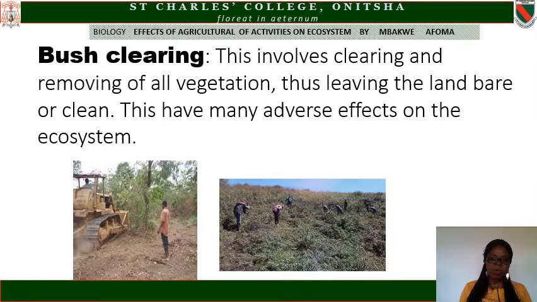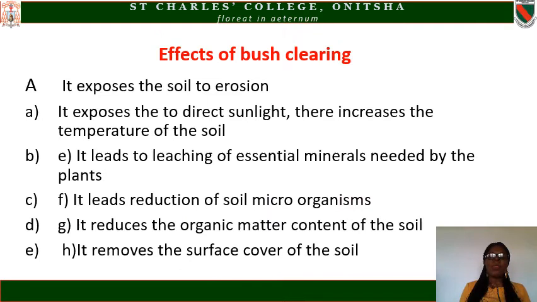These activities include bush clearing. Bush clearing involves total clearing and removal of all vegetation from the land, thereby leaving the land bare of vegetation. This has effects on the ecological system. If you look at the pictures before you, you will see the first picture where the tractor is clearing the ground, removing all the vegetation and leaving the land bare. Then the second one is manual clearing. You see men cutting the bushes in order to leave the land bare. So this clearing has effects on the ecological system.